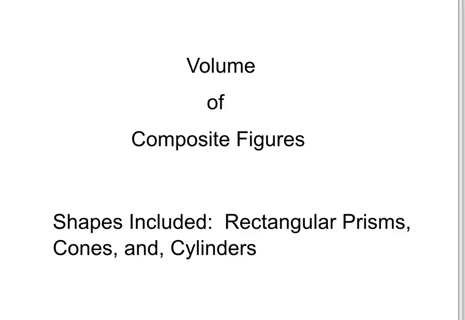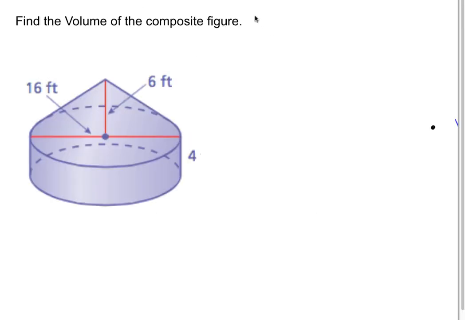Volume of composite figures. Shapes included would be rectangular prisms, cones, cylinders, maybe a couple others. We'll see. Find the volume of the composite figure. All I'm asking you to do here is find the volume of the top shape, which is the shape of a cone, the bottom shape here, which is the shape of a cylinder, and add the two volumes together.